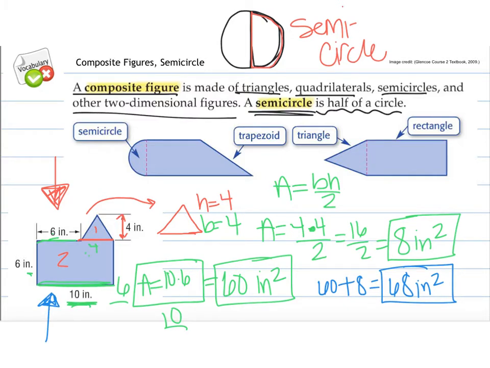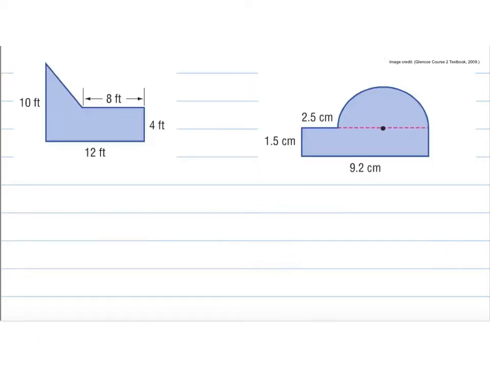I think I have about 4 more that I'm doing. All of them would be great for you to write down because these ones are kind of tricky to find the area of. All right, so let's look at this one.